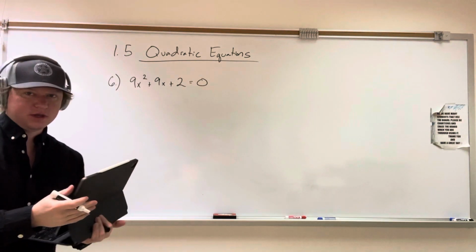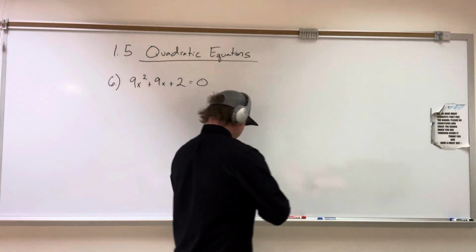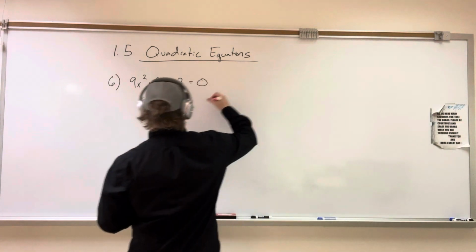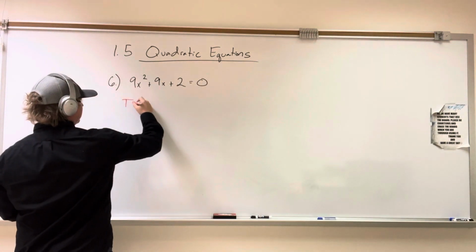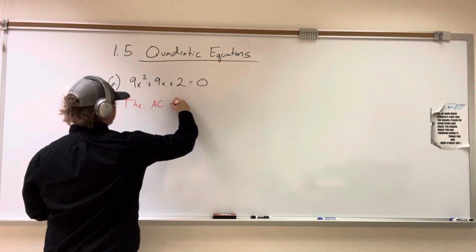9x squared plus 9x plus 2 equals 0. And I want to use this moment to reinforce the AC method.